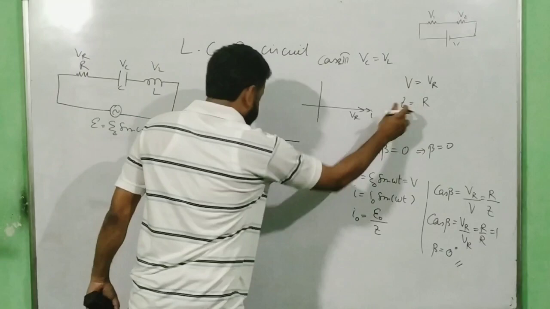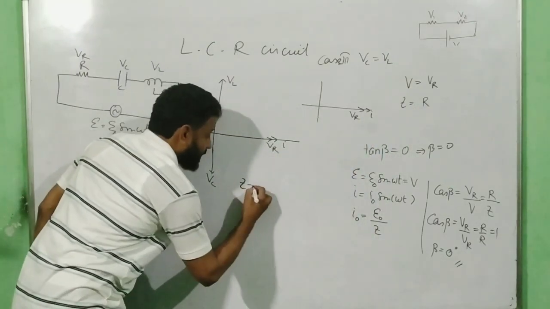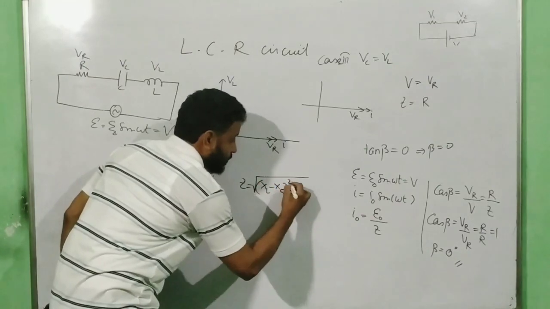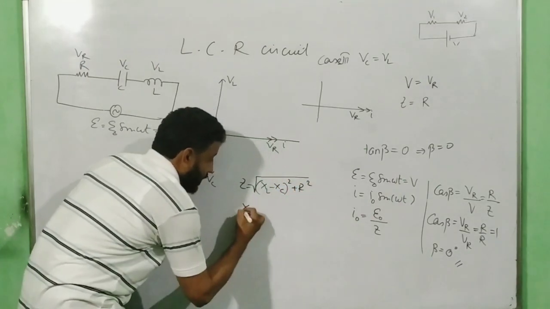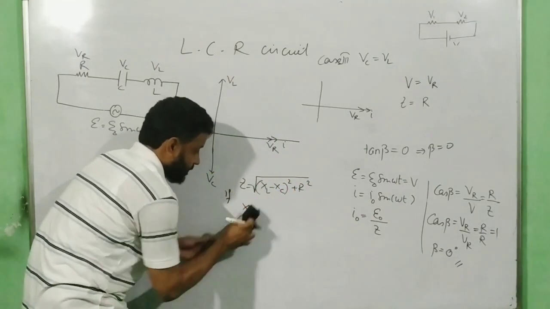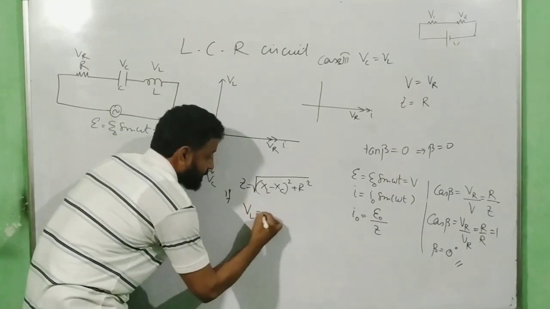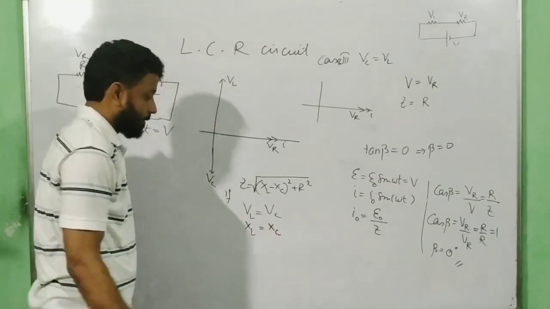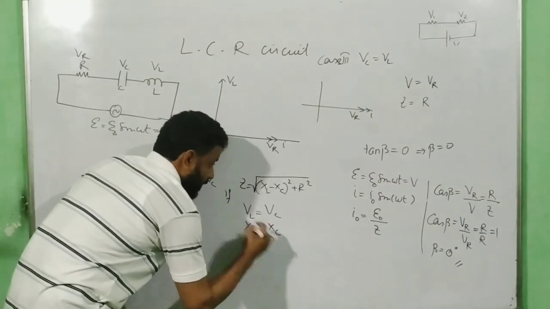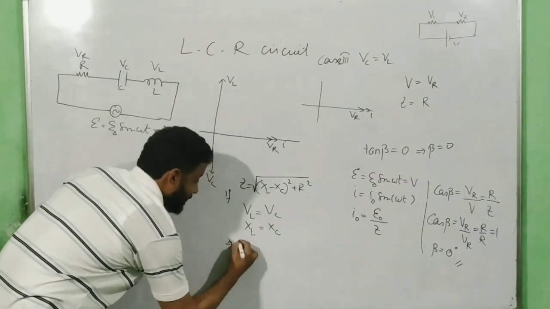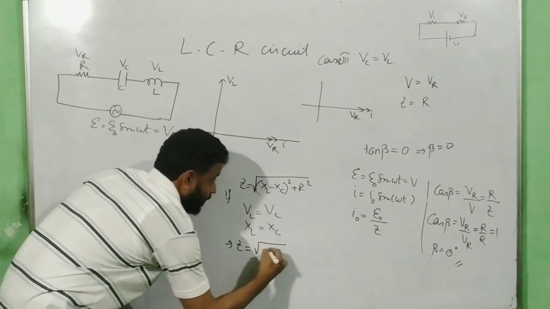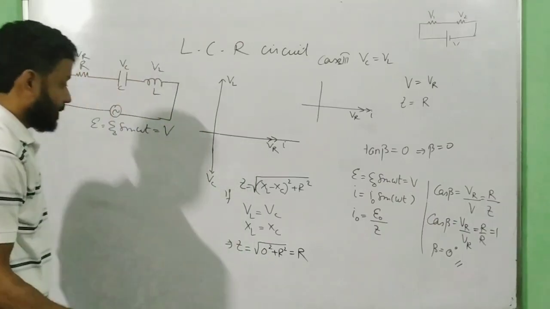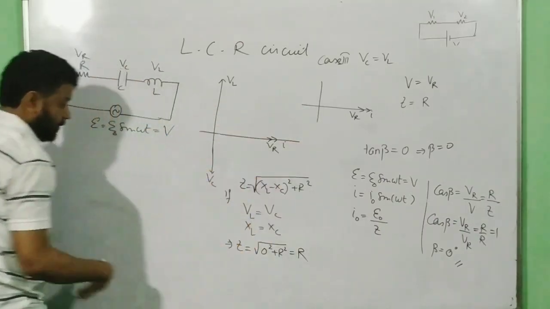Now coming to Z. What was the general formula of Z? The general formula of Z was the square root of (XL minus XC) the whole square plus R square. Now, if your VL is equal to VC, that implies XL is equal to XC. This implies Z will be equal to the root of 0 square plus R square, and that is equal to R. So we have proved that Z is equal to R.